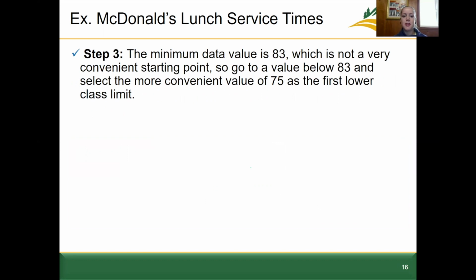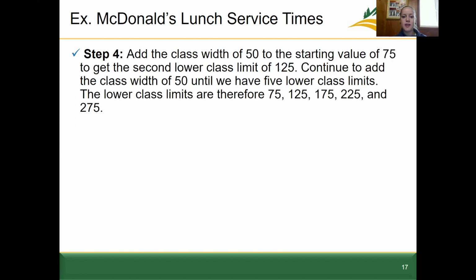Step 3, the minimum data value is 83. We just looked at the table and found that, which is not a very convenient starting point to work with. So we're going to go with a value below 83 as our first lower class limit. A convenient value to work with here would be 75 as our first lower class limit. Step 4, add the class width of 50 to the starting value of 75 to get the second lower class limit of 125. Continue to add the class width of 50 until we have our 5 lower class limits.